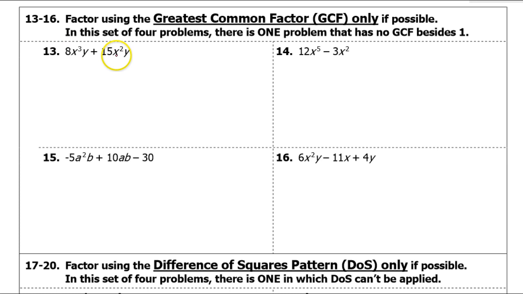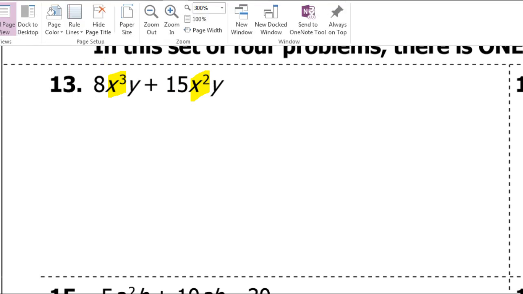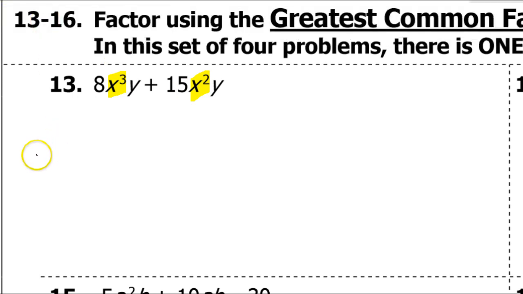Okay, so looking at problem number 13. First, we look at the variables. Do both of the terms have x's? Yes. So since they both have x's, that means there will be x's in the GCF, which we will put out in the front. But we have to decide how many x's to put in the GCF. Well, look, the first term has 3 x's. The second term has 2 x's. What's the lower amount that I just said? 2 x's. So that's how many x's go in the GCF. So out in the front, I'm definitely going to have x squared.